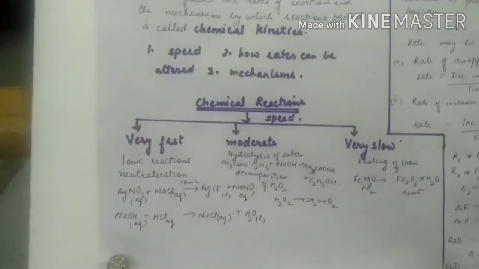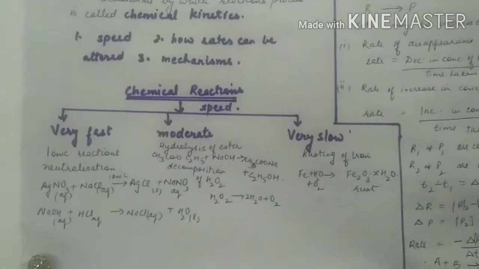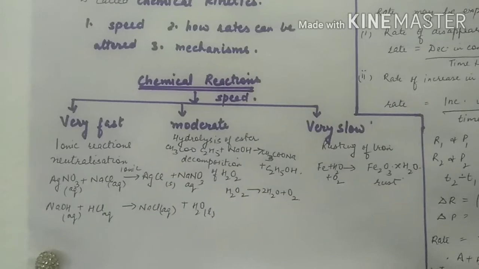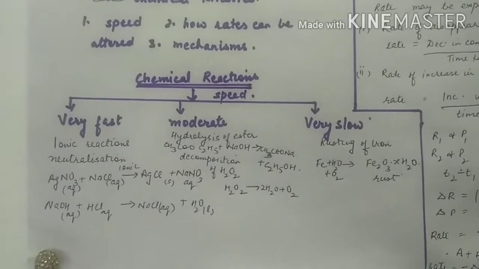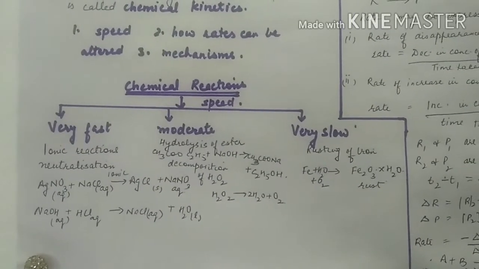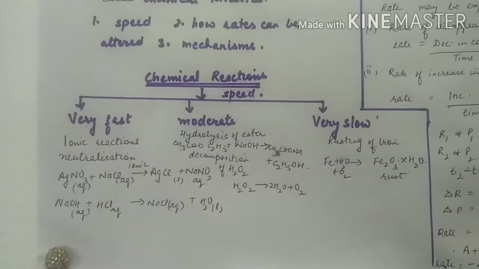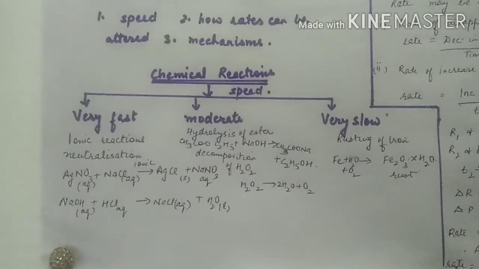And after you have understood this chapter, you will be able to alter the speed of a reaction or control the speed of reaction. Then you can also devise how to find a mechanism of a reaction.